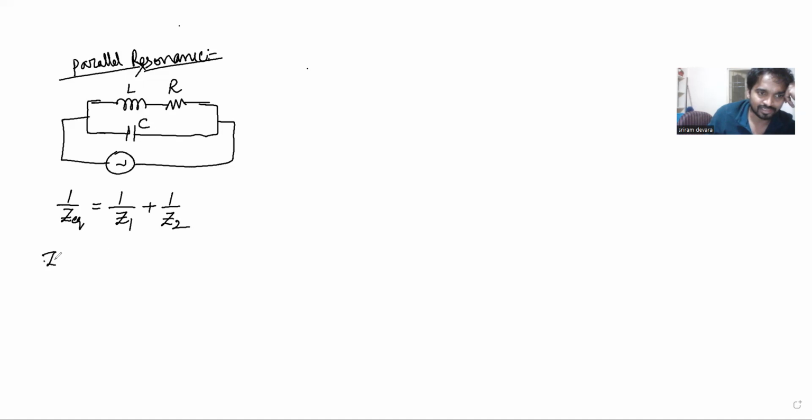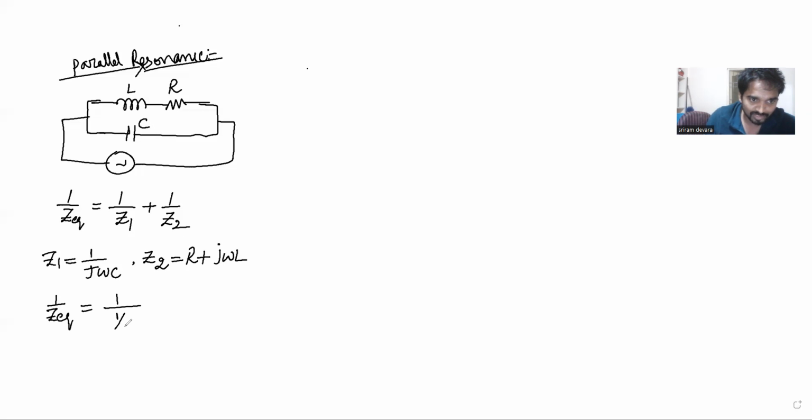Let us take Z1 as the impedance offered by the capacitor. As we know, Z1 is equal to 1 by J omega C. Similarly, Z2: the inductor and resistor are connected in series, so the equivalent impedance is R plus J omega L. Therefore, 1 by Z equivalent is equal to 1 by Z1, which is J omega C, plus 1 by Z2, which is 1 by R plus J omega L.